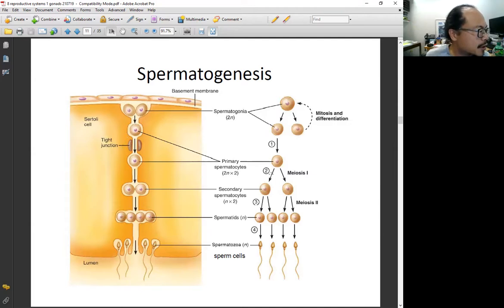So that's that. So the primary spermatocyte will conduct the meiosis. Meiosis 1, 2n times 2 become 2n, become n times 2. And then meiosis 2, n times 2 become n, right? Then each of these, the immature one, is called the spermatids. Each one of these will form these sperm cells.